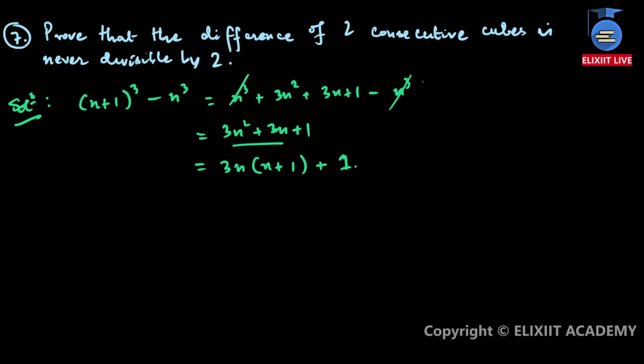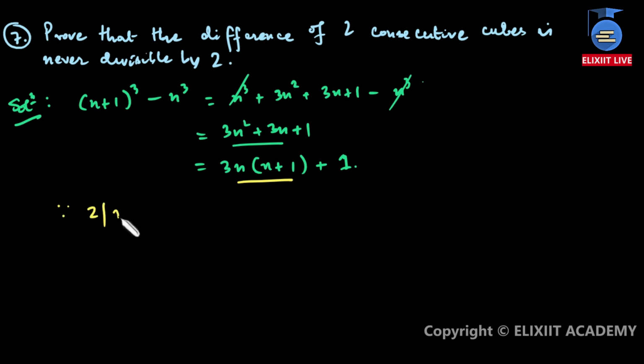Now, if you remember, we have done one property: the product of two consecutive integers is divisible by 2. You can see that n into n plus 1 is the product of two consecutive integers, and this is quite obvious also. Reason being, in the product of two consecutive integers, one of them has to be even, which means that this is obviously divisible by 2. Clear?